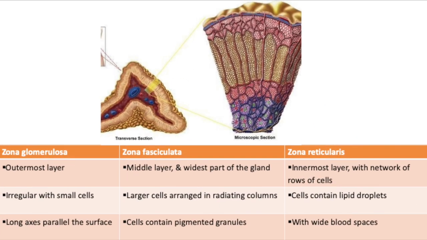Zona glomerulosa, it is the outermost layer. The cells are very small and irregular. Long axis is present parallel to the surface. Now zona fasciculata, it is the middle layer, widest part of the gland. Cells are large, arranged in radiating columns. Cells also contain pigmented granules. Third is zona reticularis. It is the innermost layer with network of rows of cells. Cells contain lipid droplets and they are with wide blood spaces.